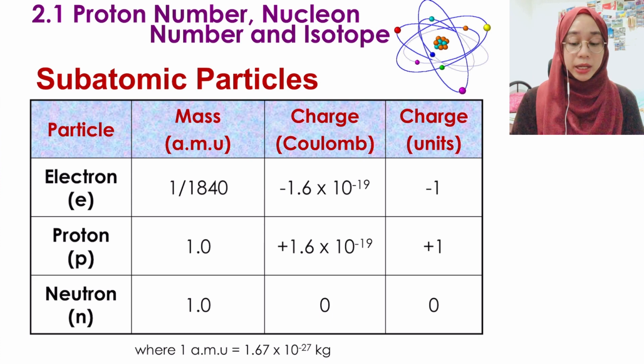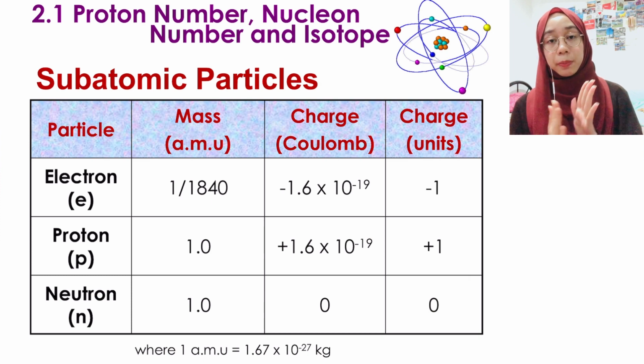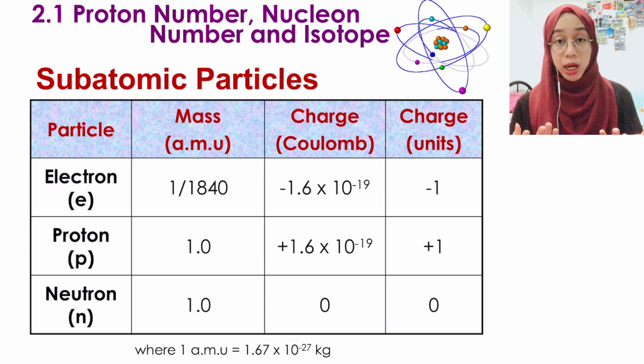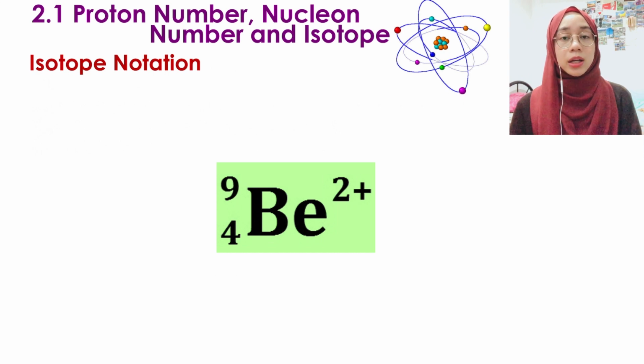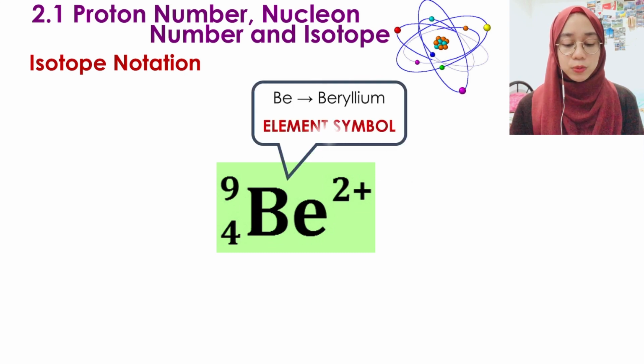You must know this, because it will help us for the next one. So what is the importance of learning about subatomic particles, and how do we present this particular information in a simpler way? We will use the isotope notation to present all the details about an element. For example, here we have an example of isotope notation. So what does all this mean? First, let's look at the Be.